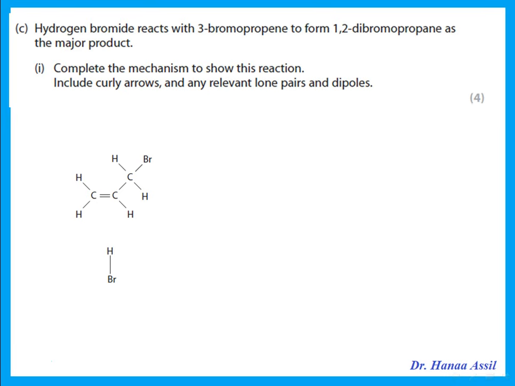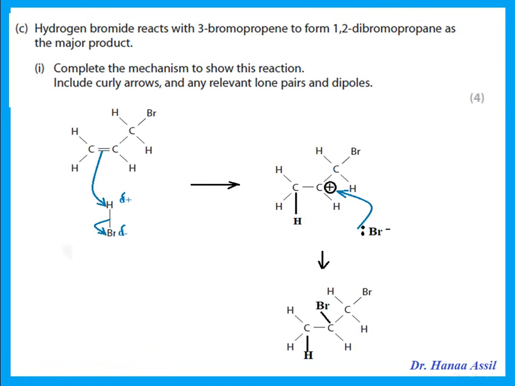Hydrogen bromide reacts with 3-bromopropene to form 1,2-dibromopropane as the major product. Complete the mechanism to show this reaction. So this is the reaction of an alkene with HBr. You should know how to draw this mechanism. This is electrophilic addition. So the double bond will give electrons to the slightly positive H of the HBr, and the electrons of the HBr will go to the slightly negative Br.